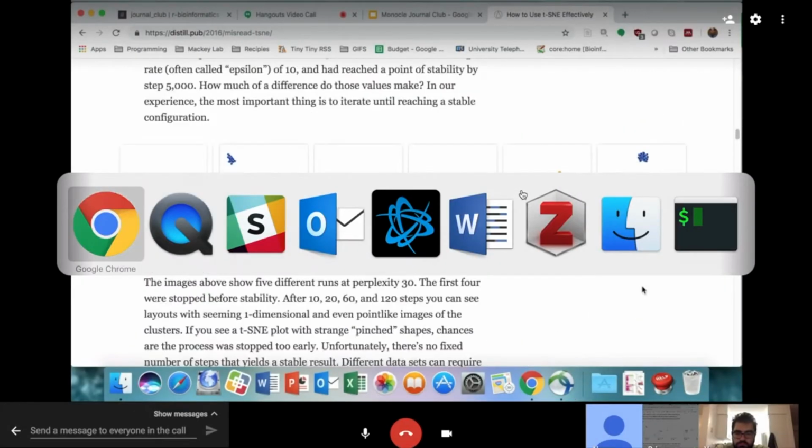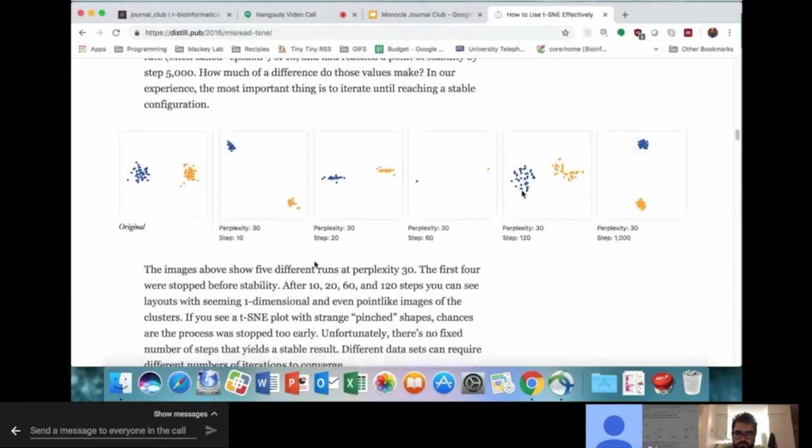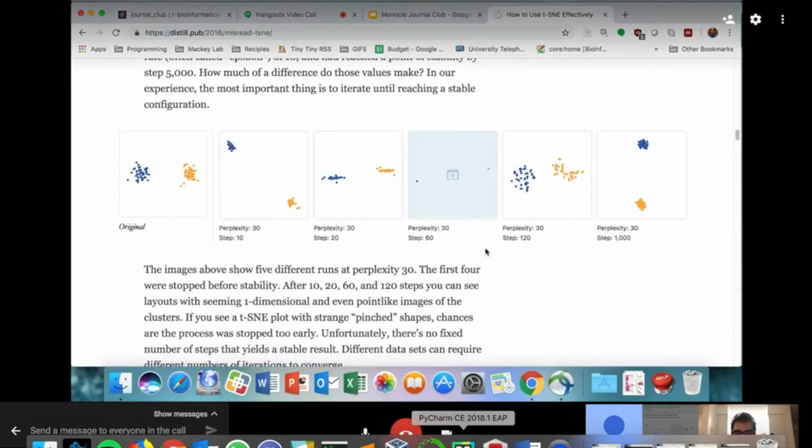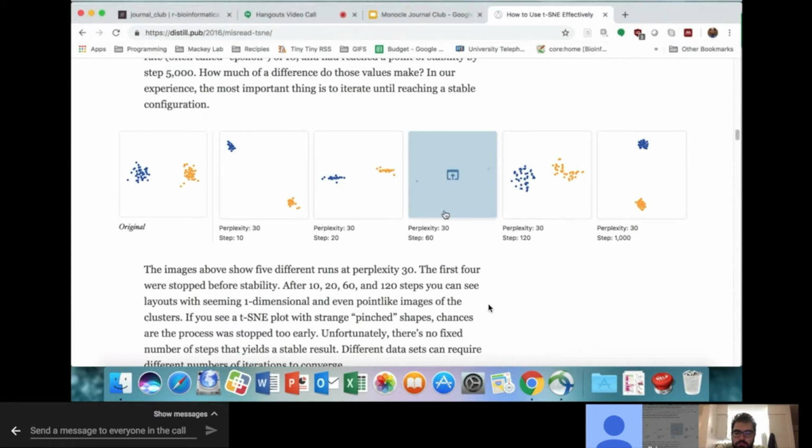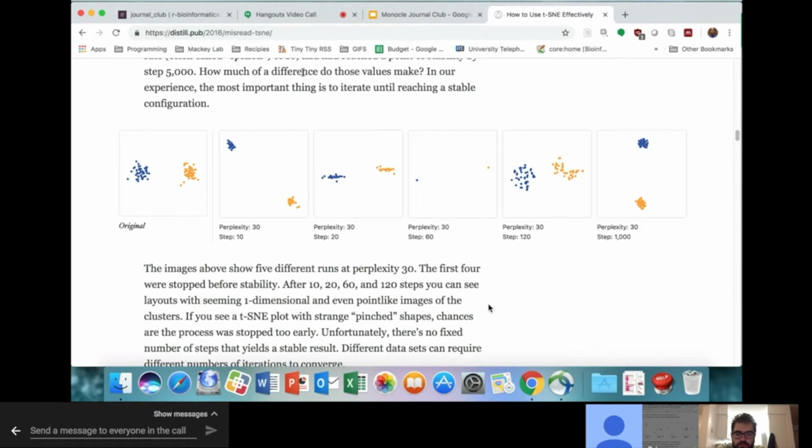The other hyperparameter is step number, which is just the number of iterations. Again, you can find the wrong number of steps to take. Like this is clearly way too overfitted for the data, and you would want to avoid that. But you can see at step 10, you have a good representation of the original data, but you also have a good representation around step 120 or step 1000. So those are the key things about t-SNE.